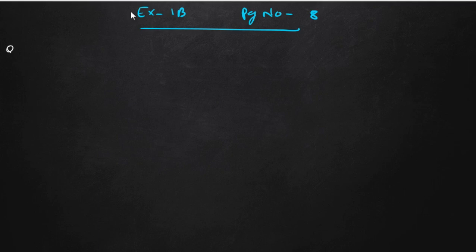Now we will solve some questions of exercise 1B, page number 8. So our first question, I think the first question has been solved. Additive inverse, it is solved. Multiplicative inverse, yeah, multiplicative inverse is also solved, I think. Wait, let me check.